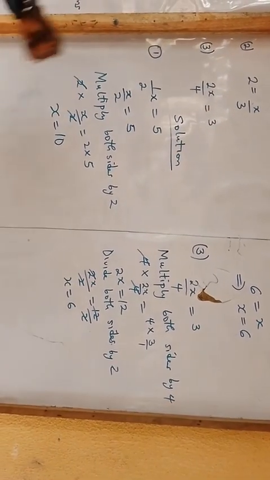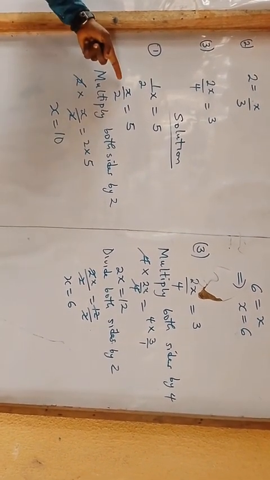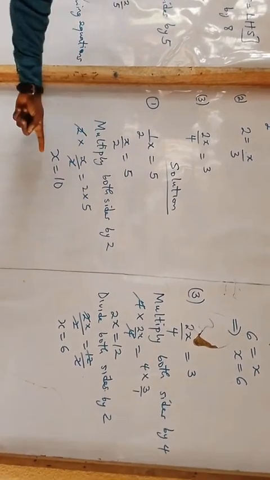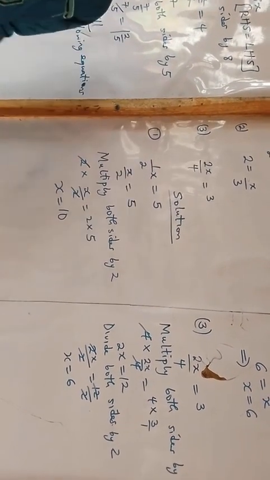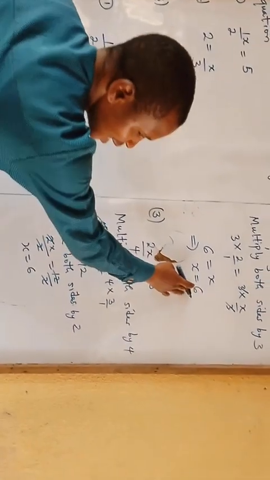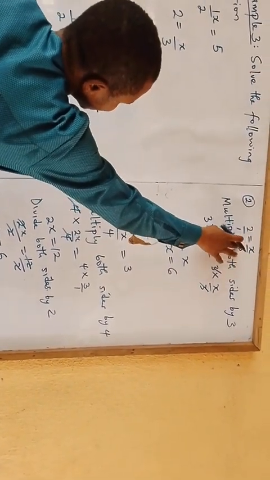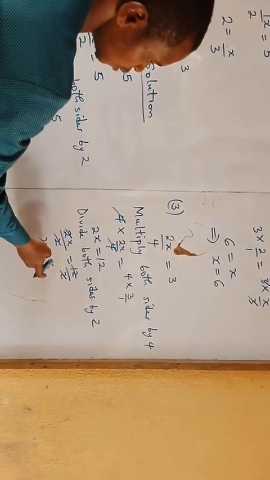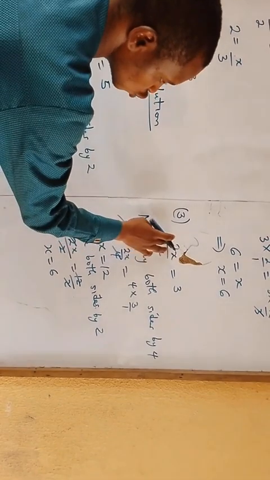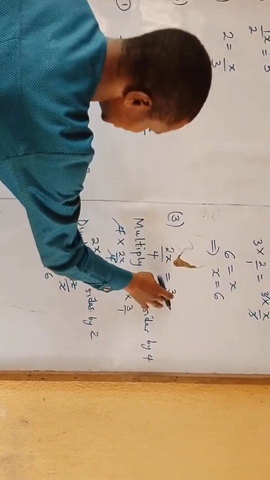And you can also know whether your answers are right or wrong. For instance, the value of x here is 10. If I say 10 divided by 2, the answer will be 5. And likewise here, my x is equal to 6. If I divide 6 by 3, the answer will be 2. And likewise here, the value of my x is equal to 6. 2 multiplied by 6 will give me 12. 12 divided by 4 will give me 3.